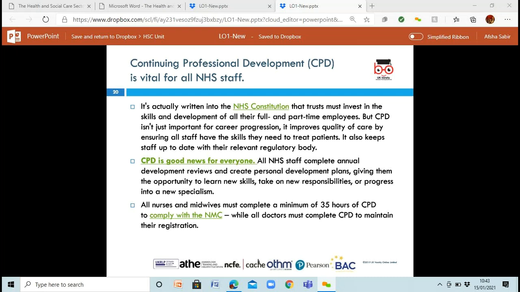Even myself as a teaching member of staff, I need to have a certain amount of hours of CPD that I maintain on a yearly basis. So it's important for every profession that you do maintain it.